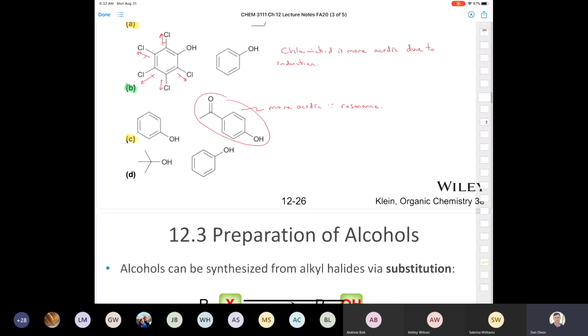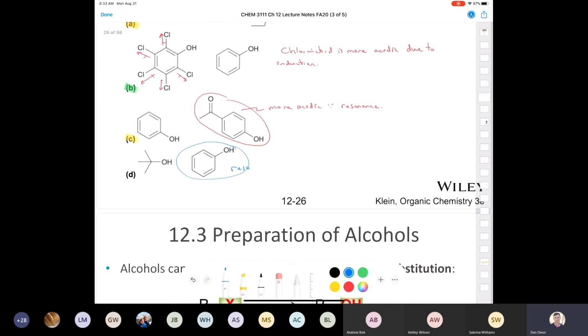Let's move on. We'll take a look at the last one. Obviously, a phenol is more acidic than tert-butanol, and that is based on resonance. So nothing new there. We'll just put here, resonance. It's like you're driving by in a car and you have to answer the question, so just drive by resonance out the window.